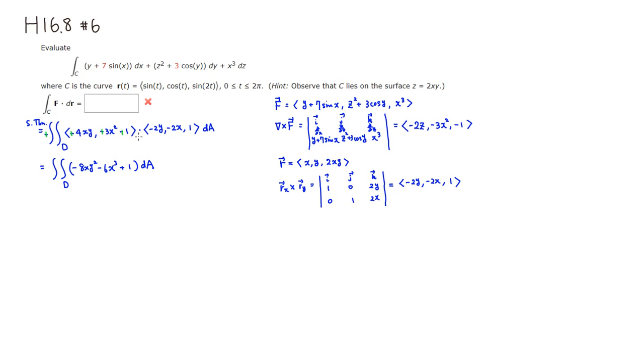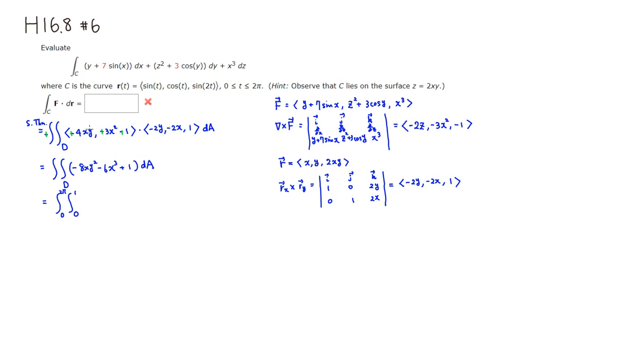Then we're going to use polar coordinates here. So this is over a unit disk, so we know that r is going to go from 0 to 1. Then the angle is going to go from 0 to 2 pi because you have to go all the way around once.